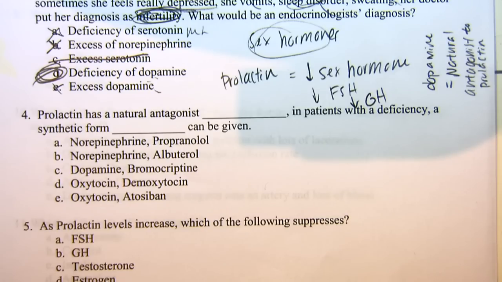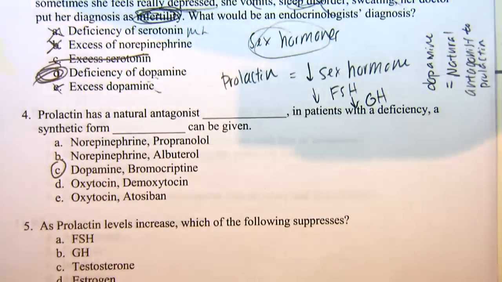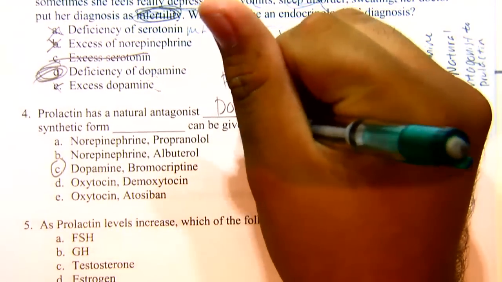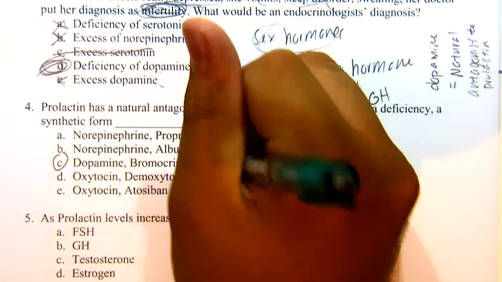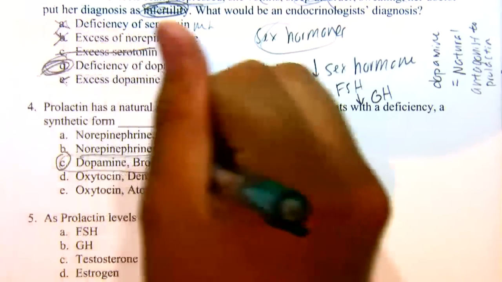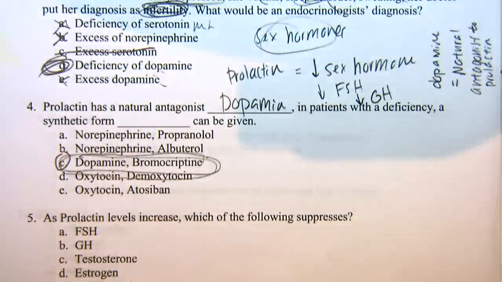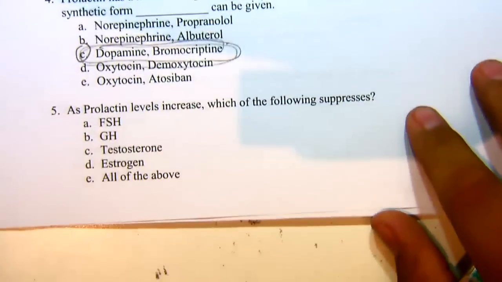Okay, so everyone's putting C, and that is correct. Good job. The reason being, prolactin has a natural antagonist, which we talked about already, which is dopamine. And in patients with a deficiency, a synthetic form, bromocriptine, can be used, and we talked about that. Okay. Now let's go ahead and do number 5.